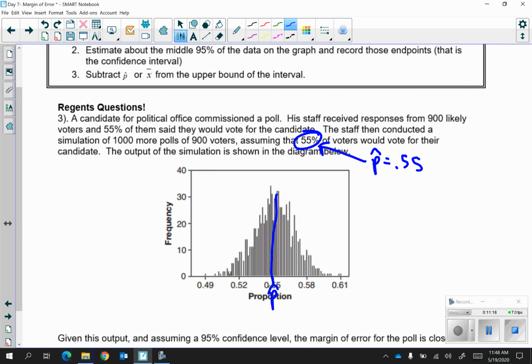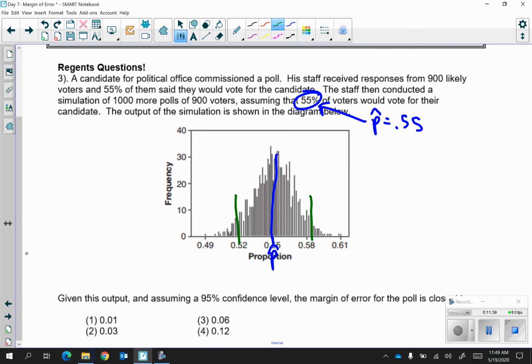Now, you have to estimate about 95% of the data where it's centered around this p hat. So my estimations would maybe be between here and here. That's about 95% of the graph to me. From there, you're going to calculate what the margin of error is. Now that's about 0.03, right? From 0.55 to 0.58, about 0.03. And if you look at the answer choices, that actually happens to be there.